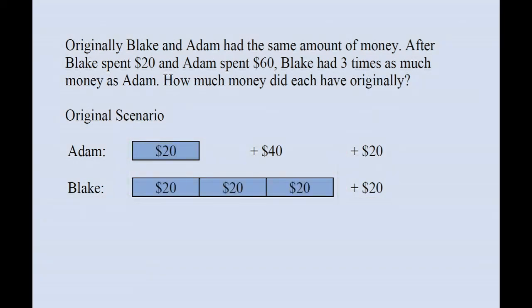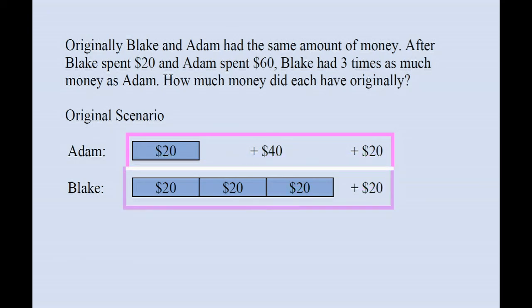So, if I add the total amount each boy had, each sum should be $80. Adam had 20 plus 40 plus 20, which is $80. And Blake also had 20 plus 20 plus 20 plus 20, which is also $80. Shouldn't surprise us. They had the same amount. So the answer is $80. That's my answer.